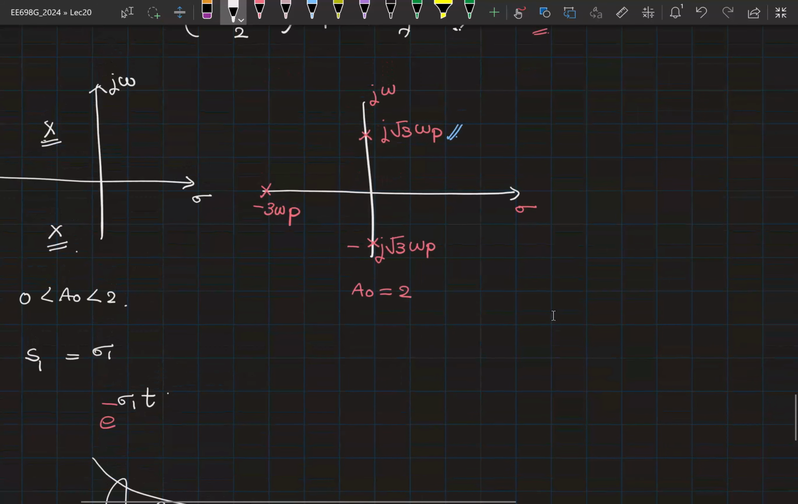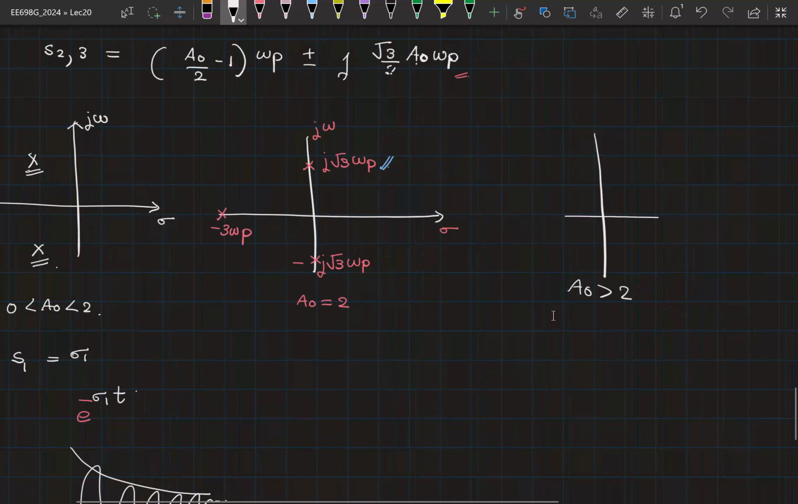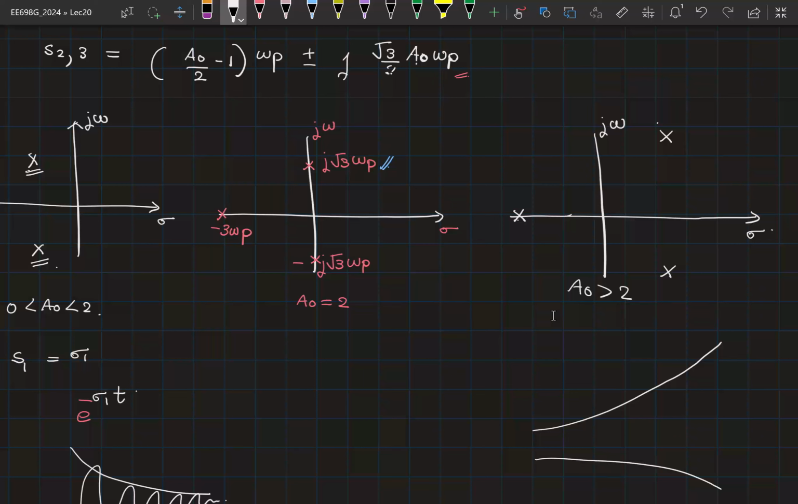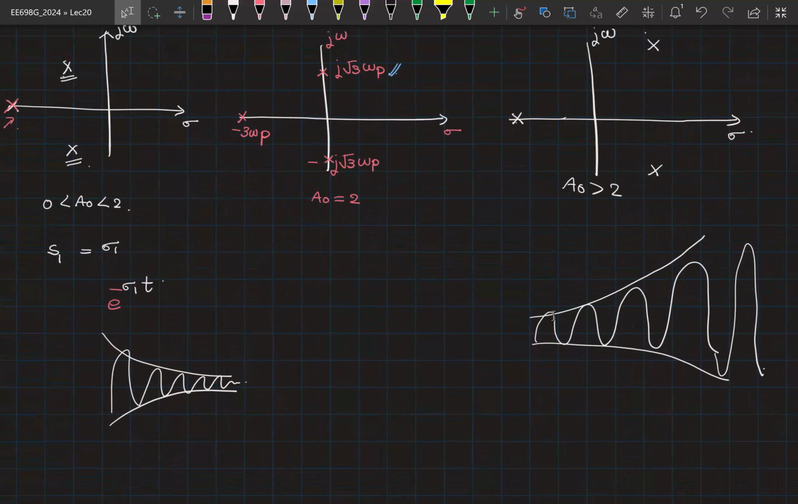Right? Now if A naught is greater than 2, what happens? So you will still have one pole on the LHP on the real axis. This is sigma axis, this is j omega, and you will have two poles on the RHP. So the system is unstable, and because the poles are on the RHP, this is going to be growing exponential. So the envelope is going to grow like this, and then you will have the oscillation with increasing amplitude.